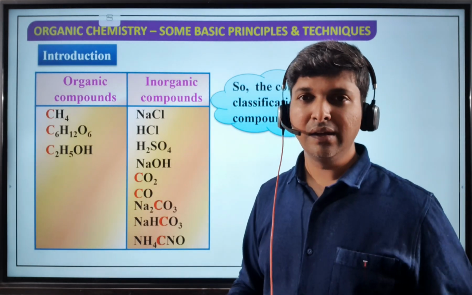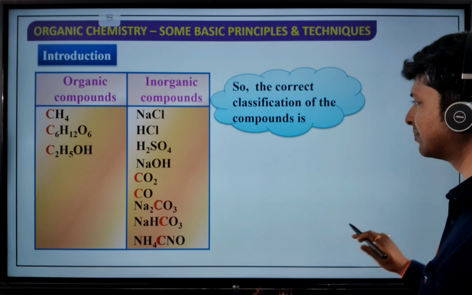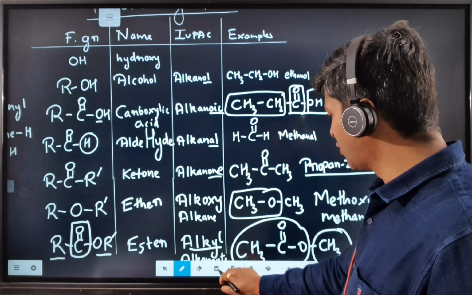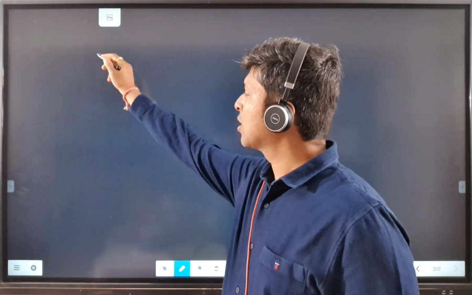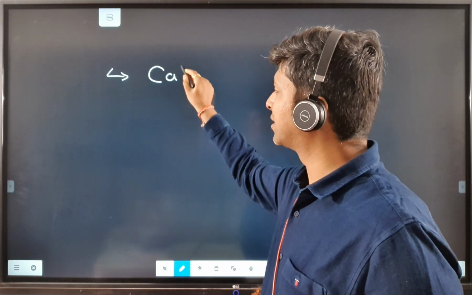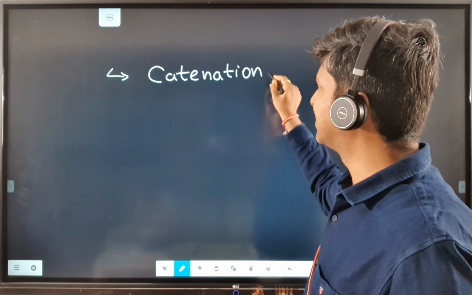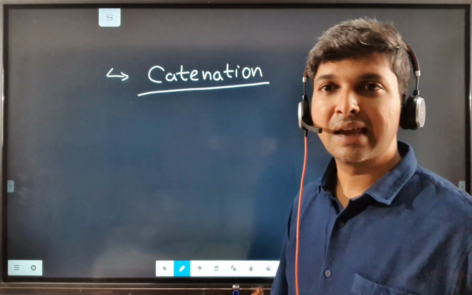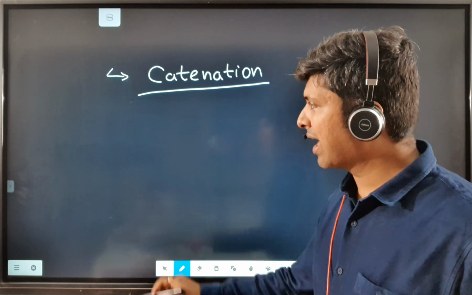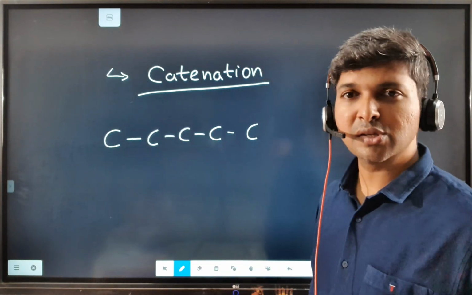So what led to the formation of so many compounds? How were hydrocarbons able to form so many compounds? Hydrocarbons were able to form so many compounds because of a unique property of carbon to form chains with itself, which is called catenation. Carbon has the ability to form long chains with itself. Other elements are not able to show catenation.